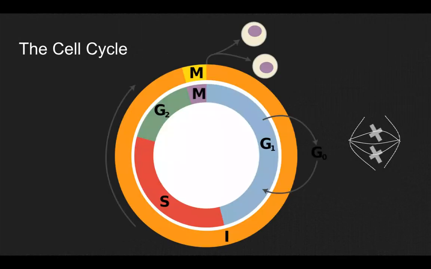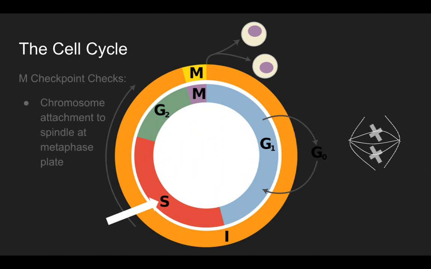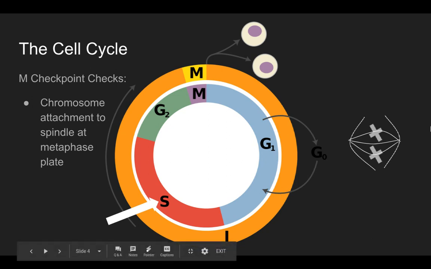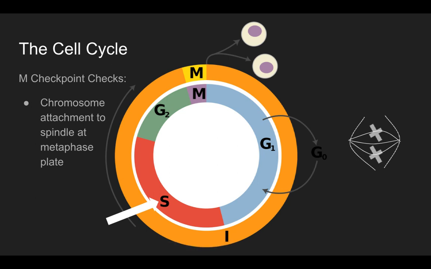The third stage is the spindle stage, or the M checkpoint. At this stage, it checks for chromosome attachment to the spindle at the metaphase plate. The cycle cannot proceed until all chromosomes are firmly attached to the spindles, as you can see over here. The checkpoint works because when a chromosome is misplaced, the cell will pause mitosis, allowing time for the spindle to capture stray chromosomes.